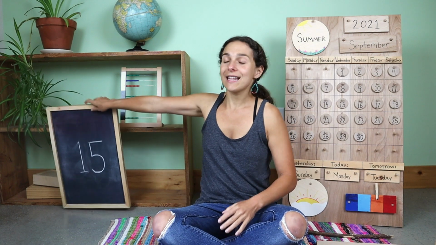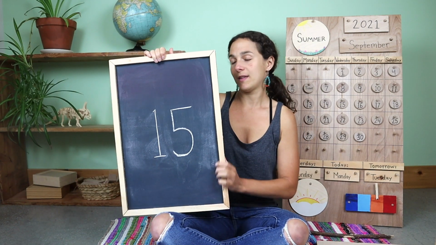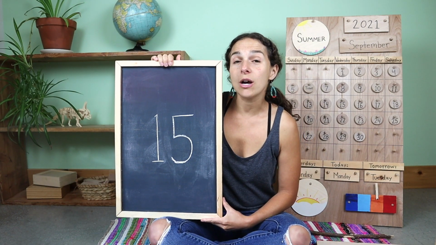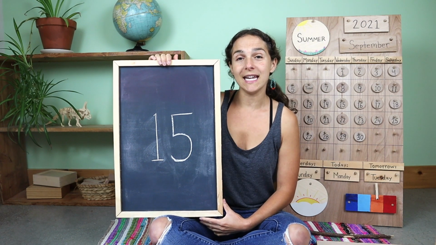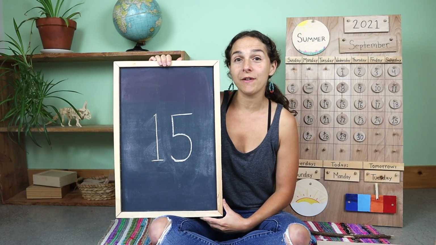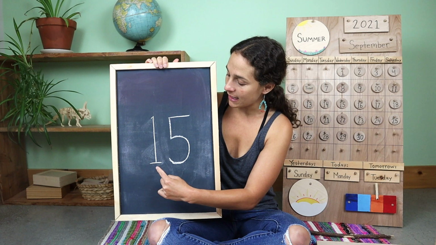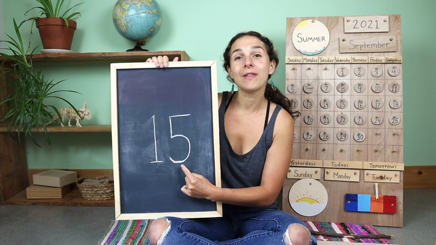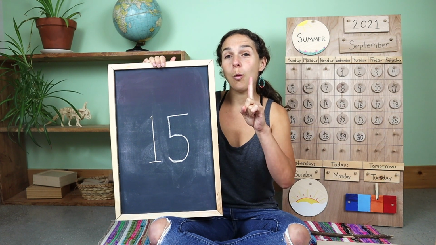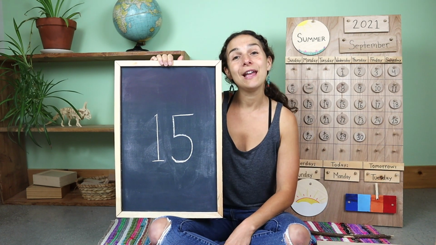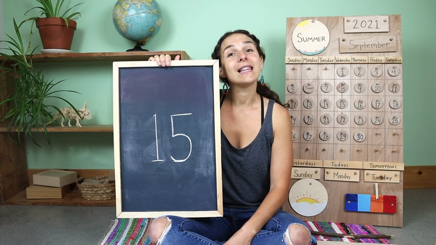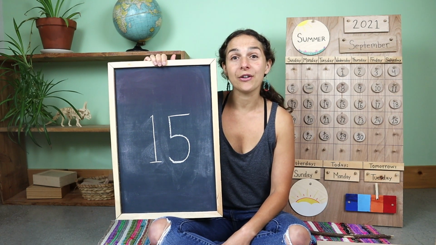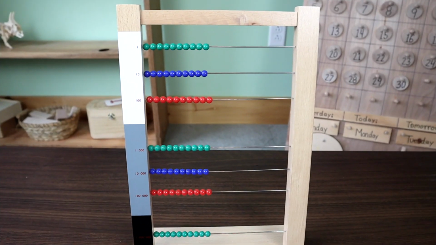And here is the number of the week. This is the double-digit number 15. When you write the number 15, first you write the number 1, and then you write the number 5. 1, 5. 15. Let's count to the number 15 together using the large bead frame. Today we're going to count to the number 15 using the large bead frame.